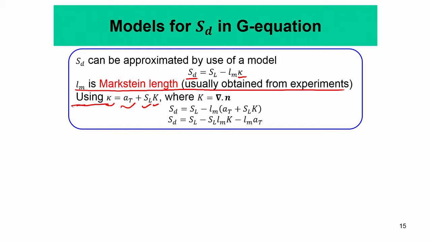So, once you plug this in, you essentially get SD is equal to SL minus SL LM K minus LM AT, which we can write as SL times 1 minus LM kappa, the curvature, minus LM times AT. Okay. There are different forms available. Actually, this is a little more complex. One can find it as f square log f square is equal to minus 2 sigma, where that is a stretch, but let us not go into that in this simplified model.